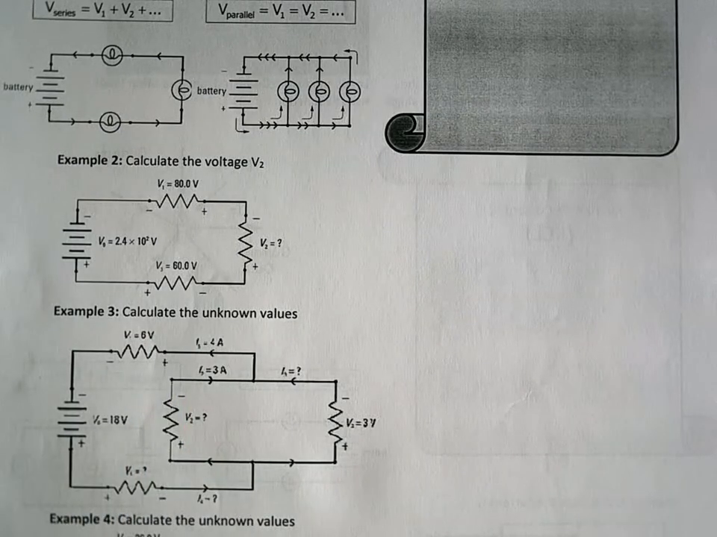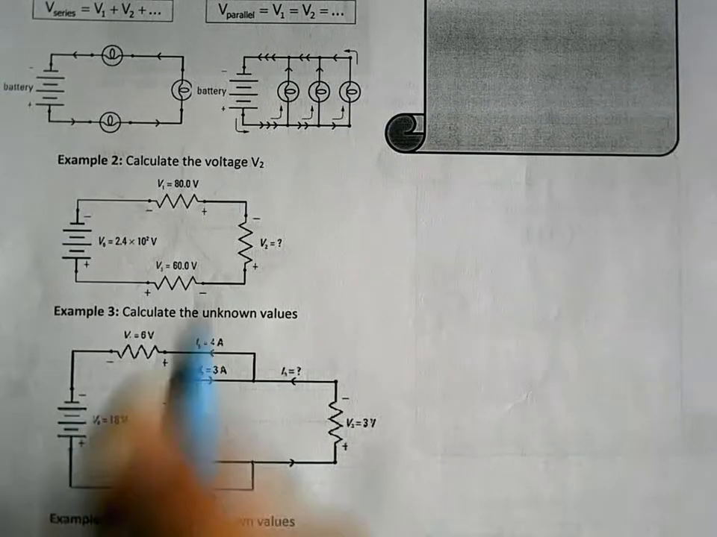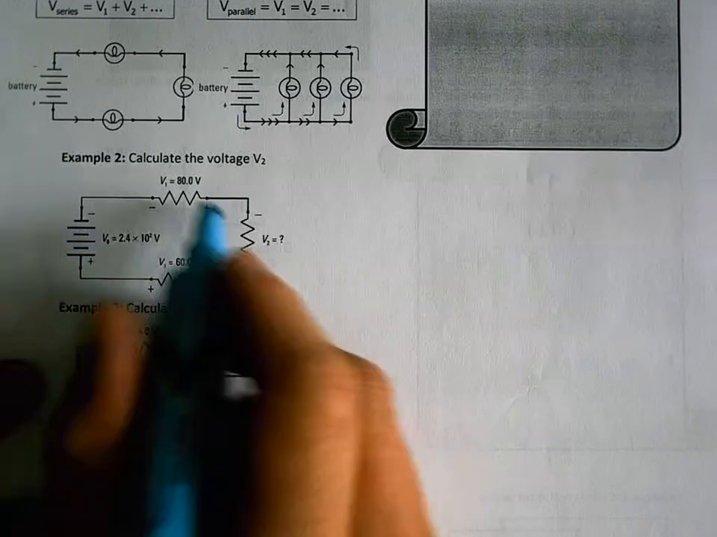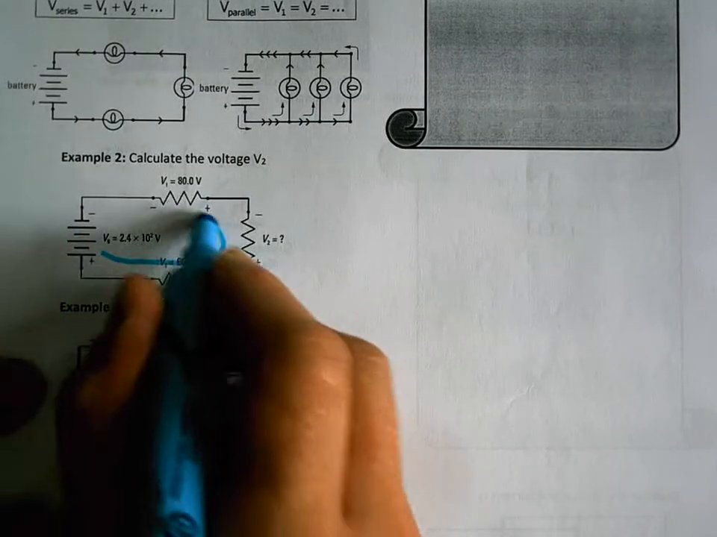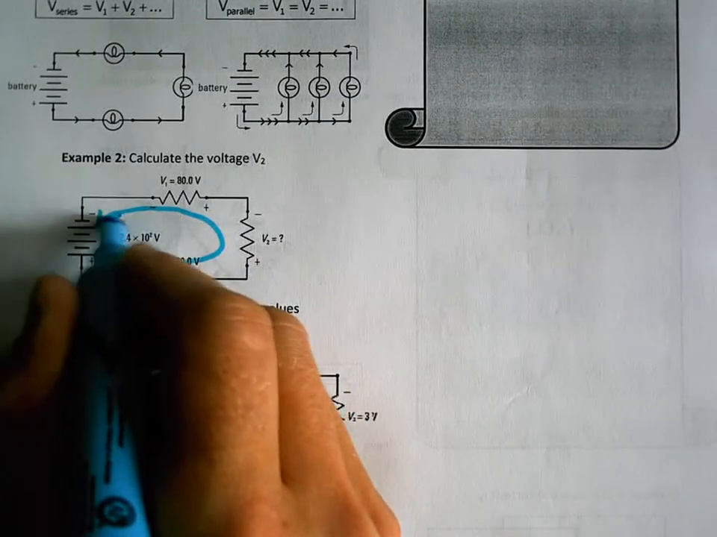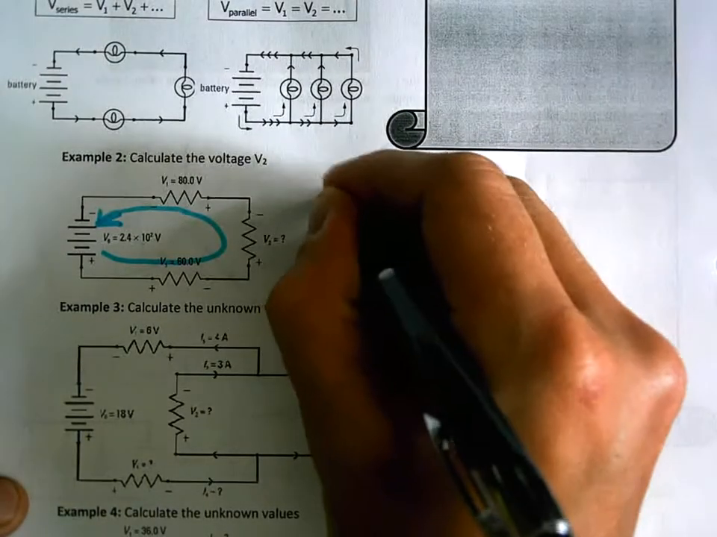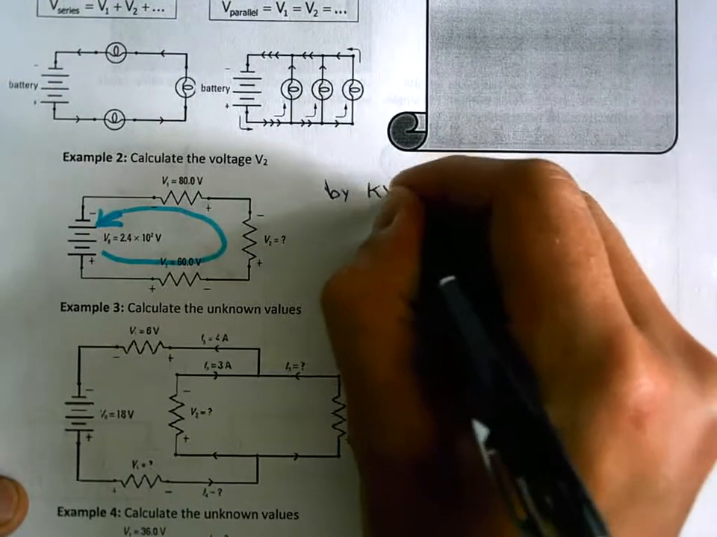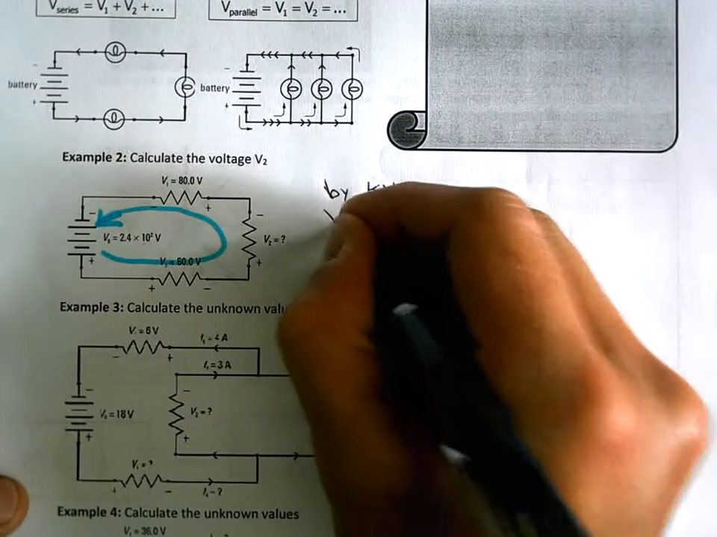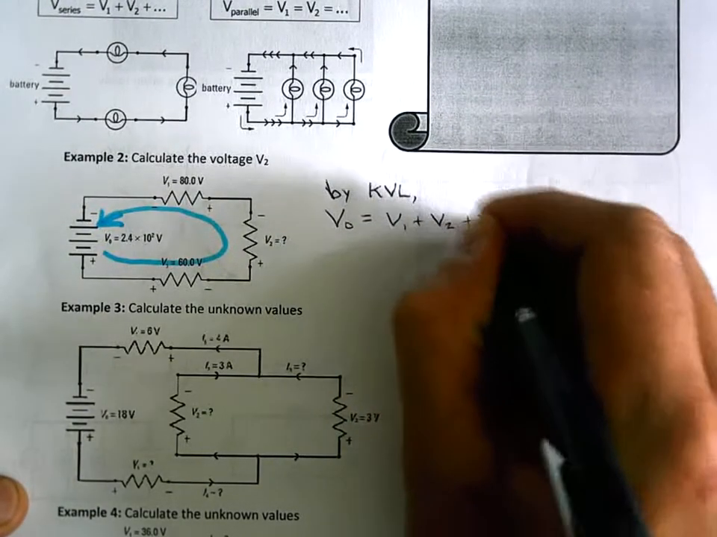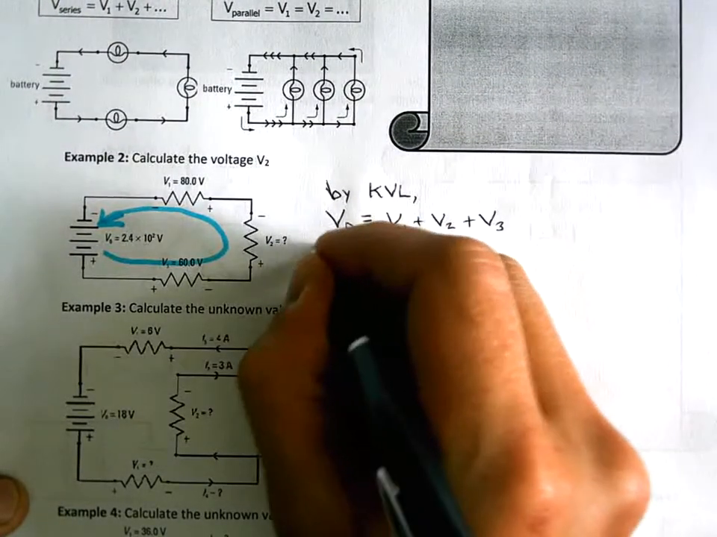Calculate the voltage V2. Okay, well, I can do a loop here. I'll draw a little picture. Well, get out a highlighter, I'll draw my loop. Remember, usually we flow from positive to negative, right? Conventional current. So my loop, well, there's only one. I can't do any other loop. This is a series circuit. So we know by KVL, my source voltage, V0, has to be equal to V1 plus V2 plus V3.